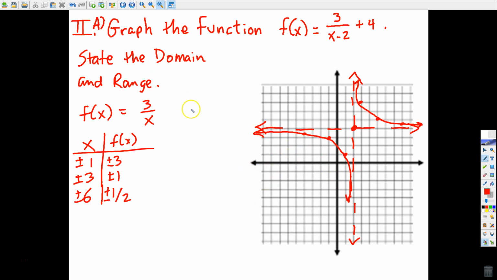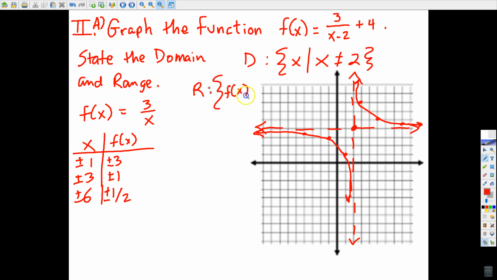And now we just state the domain and range and we'll be done. So let me see, maybe Hannah, can you help us out with the domain? All x such that x can't be 2. And Kate, what about the range? Four. Good. Now we're done. Any questions? Not bad, is it? Pretty easy?